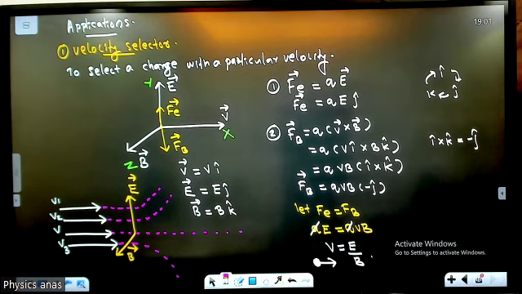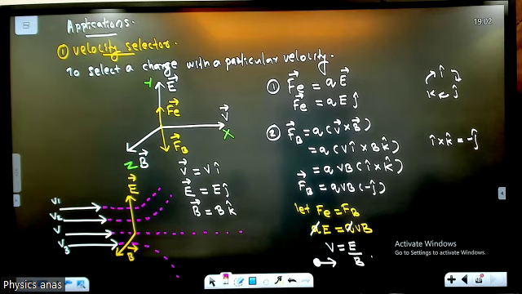Let electric field and magnetic field be acting perpendicular. Q is entering perpendicular to both. After that, you can write what is on the board. You can take the note on the board. Electric Lorentz force and magnetic Lorentz force.